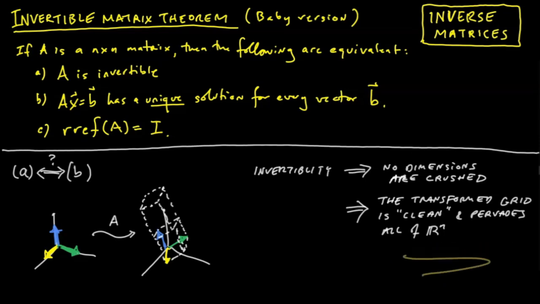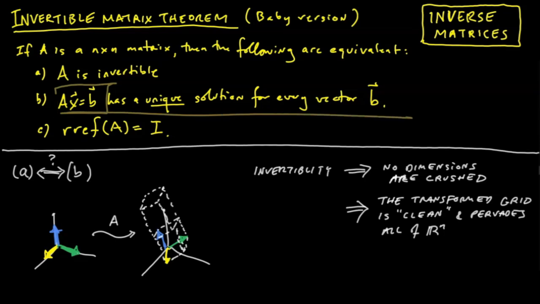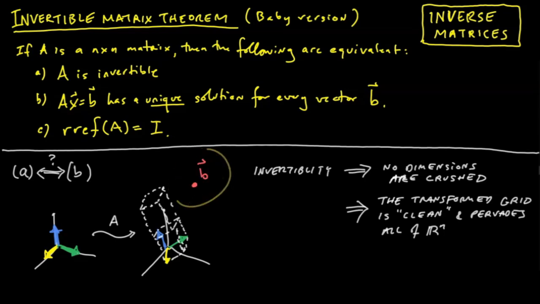But once we recognize that, we should be able to understand why Ax equals b must have a unique solution for every vector b. The fact that the grid pervades all of Rn ensures that we will have a solution. It ensures that a solution exists to Ax equals b, because let's say, for the sake of argument, here's some point b in Rn, or equivalently, here's the vector b in Rn. Now, how do I know that this equation Ax equals b has any solutions at all? Never mind uniqueness now. How do I know that it actually has a solution?